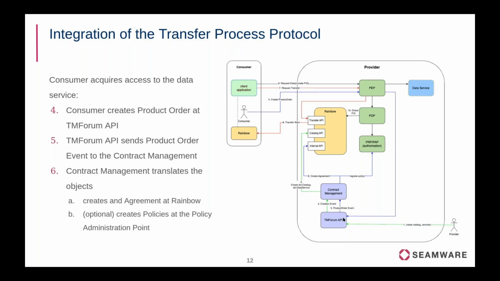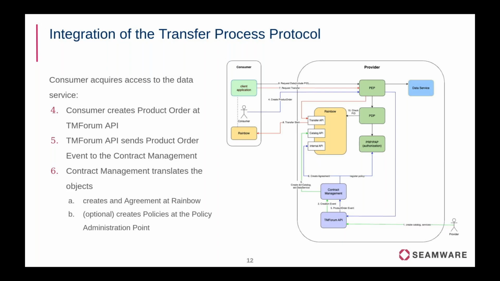This product order contains the connection to the product offering, so that TMForum knows what product should be ordered, and also Rainbow knows which service this belongs to. The TMForum API will then send the product order event to the contract management. And the contract management itself will then translate the product order again into the objects that belong to the IDSA catalog. Most important thing here is that it will create the agreement at Rainbow, because the agreement will be the base for our transfer process.